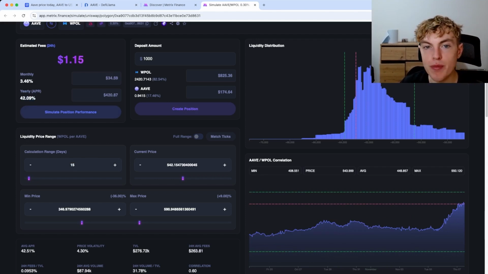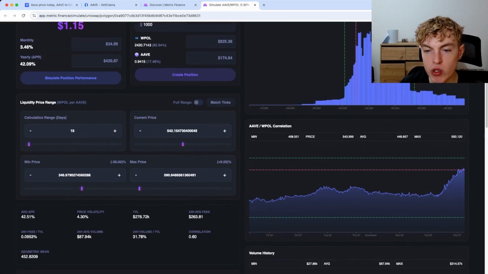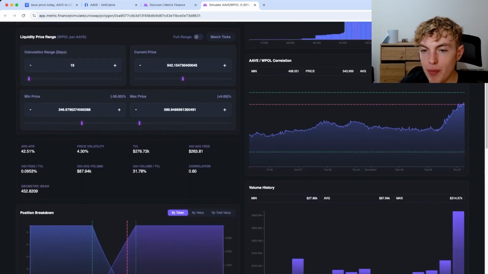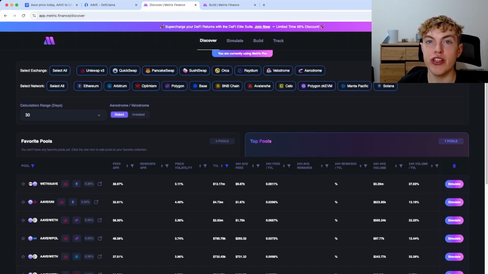Now, I'm not too familiar with wrapped Polygon. That's an asset you'd want to do your due diligence on. But if this looks like something you'd want to take on exposure to, this could be a great possibility for you. These assets are 60% correlated. The volume history has been up and down. On the 27th of October, it had 27K in volume, but on the 6th of November, it had over 300K. I'd want to do more research on the pool before entering it, so I'm not going to save it to my portfolio just yet.